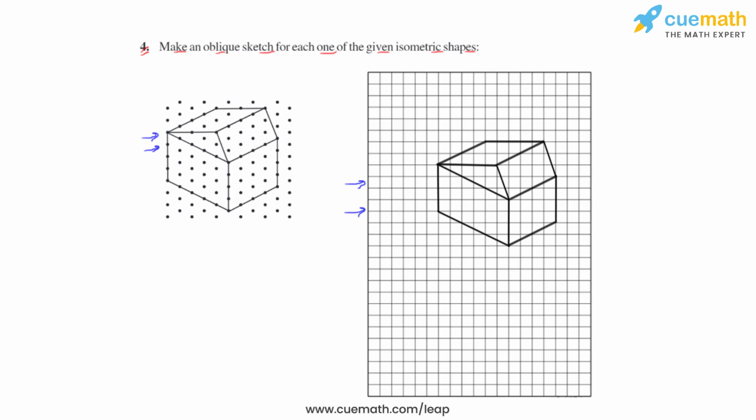So this is how we'll draw the given set of isometric shapes as their equivalent oblique sketch using an oblique sketch paper, and this is how we are going to answer question number 4 of this exercise.